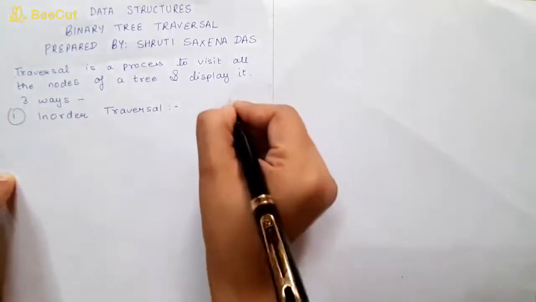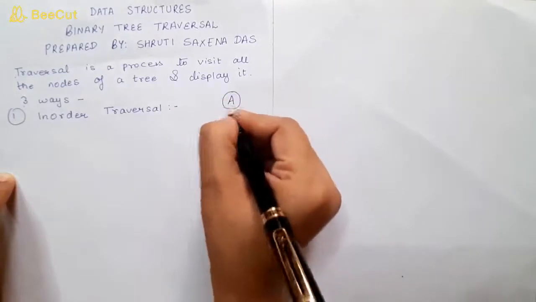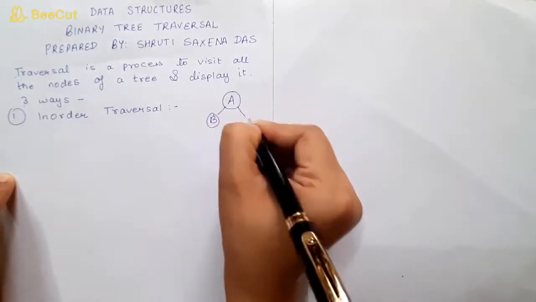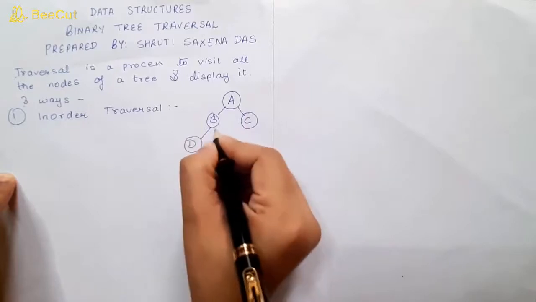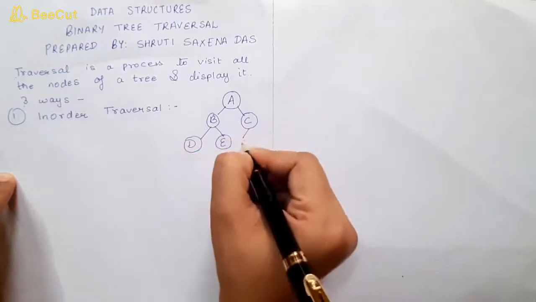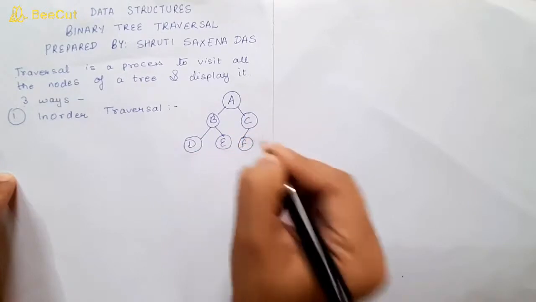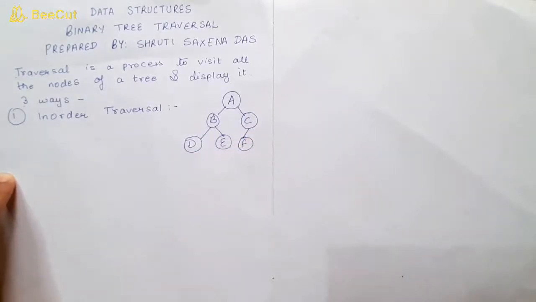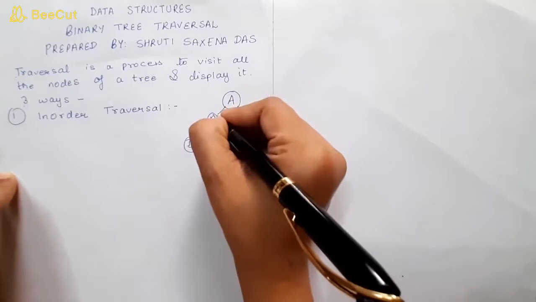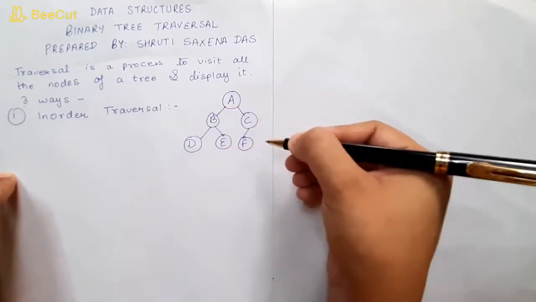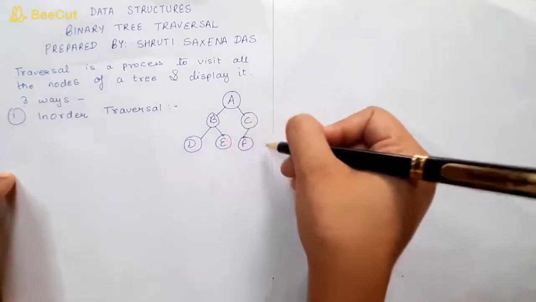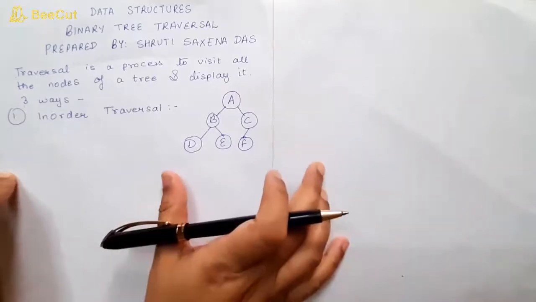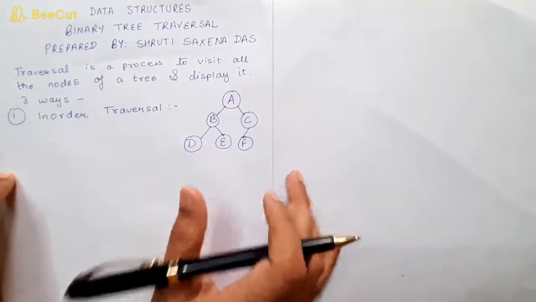First of all we'll take one tree. This is a tree, the root node is A. Then F. Suppose this is the tree. We have 6 nodes in total, A is the root node and the leaf nodes are D, E, F. B and C are internal nodes, and C does not have any right child. So this is the tree which we are going to take for the example, and we'll start with the in order traversal.